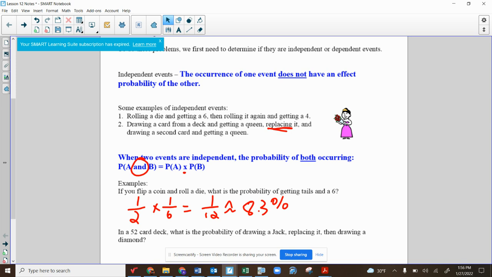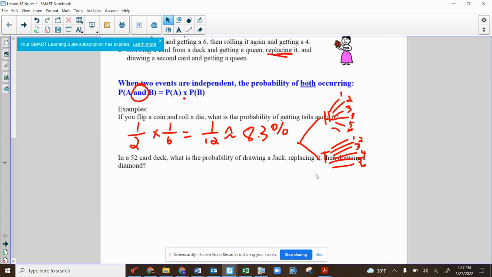And think about it. If you flip a coin and you've got heads or tails, and then 1, 2, 3, 4, 5, 6 for each, there's a total of 12 possibilities, and out of those 12 possibilities, getting tails and a 6 is only that one possibility. That's why it's 1 out of 12. Just another way of looking at it.